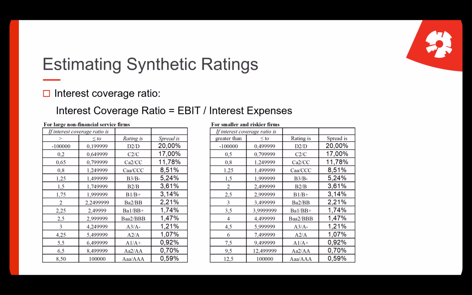Now, once we have the interest coverage ratio, we can map it into a synthetic credit rating using this table. For example, for Embraer, the ICR is about 3.6. And looking at the benchmarks, Embraer's synthetic rating came out as Ba1 or B+, if we assume it is a smaller and riskier firm. Now, based on the synthetic rating table, this corresponds to a 1.74% spread.